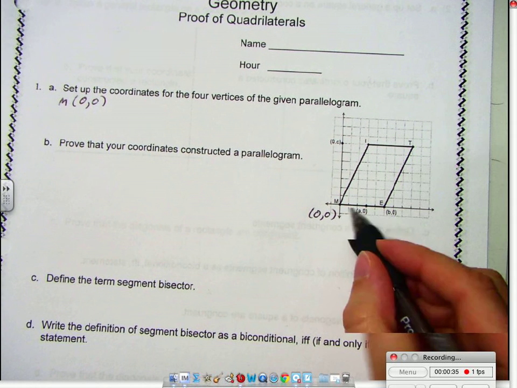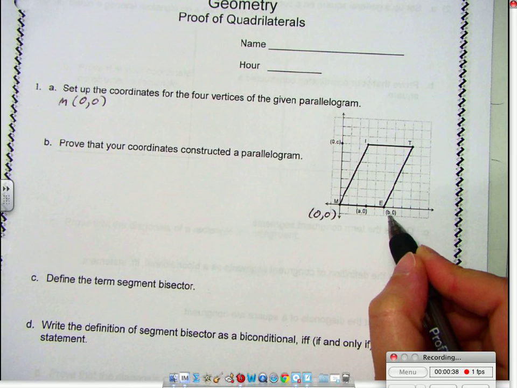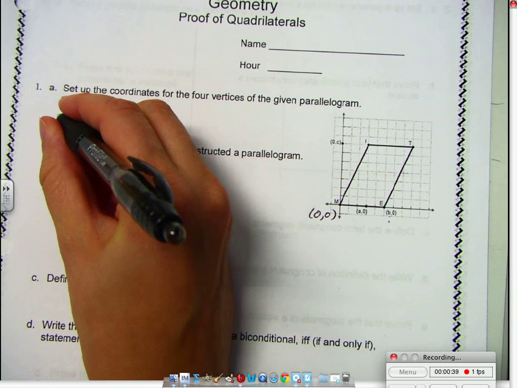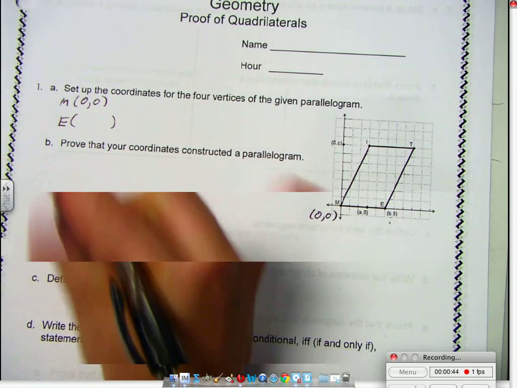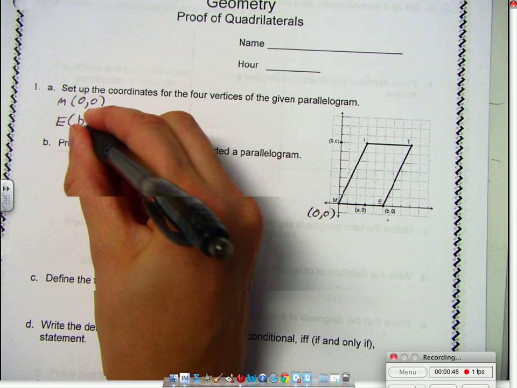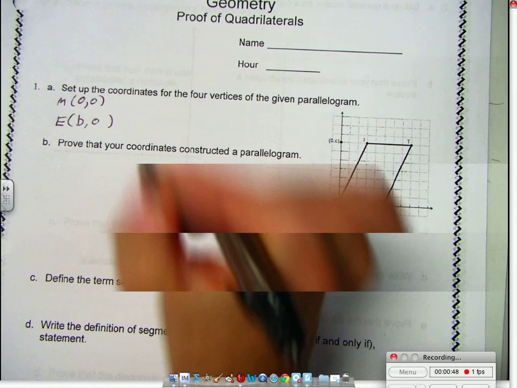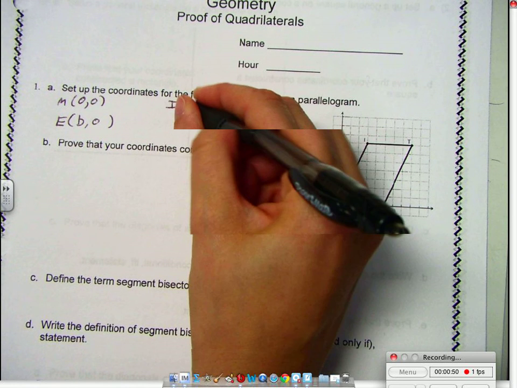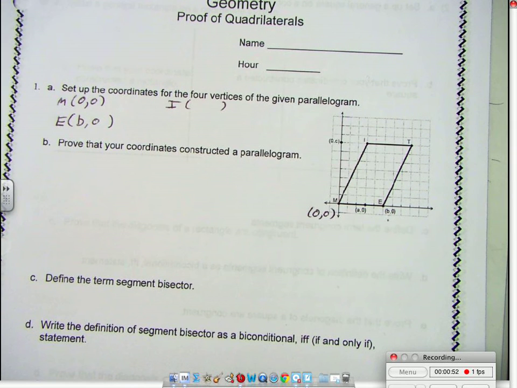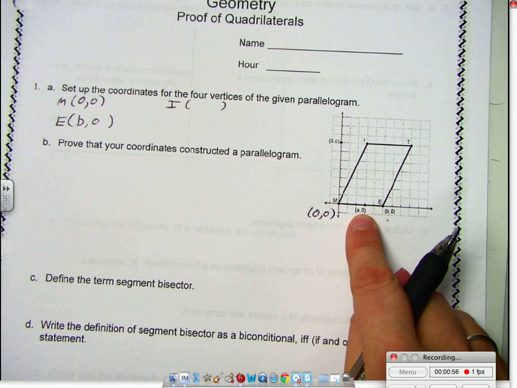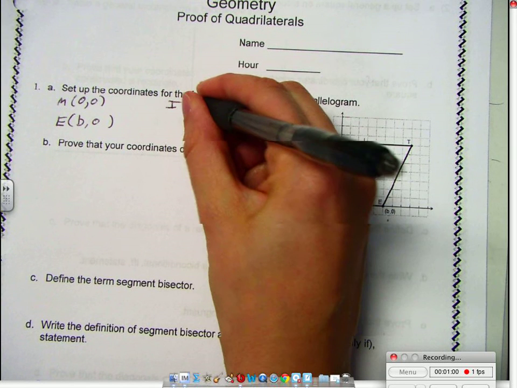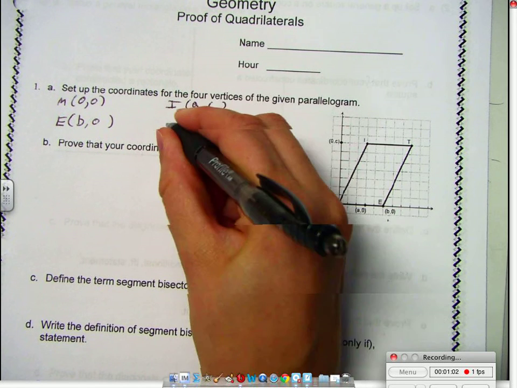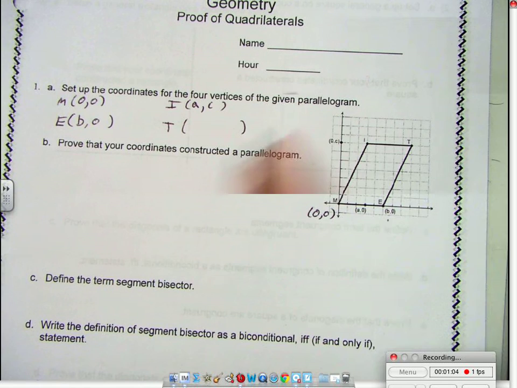Okay, let's look at E. E is listed. What's the coordinates for E? Somebody can read them? What does it say? (B, 0). Good. Okay, now let's look at I. Can somebody tell me what the coordinates would be for I? It's a little bit harder. (0, C), A. Let's try it the other way because X comes first, right? (A, C). Good.